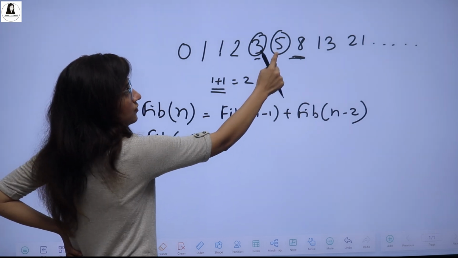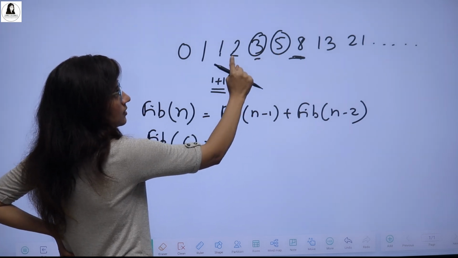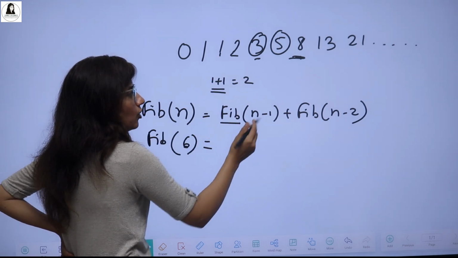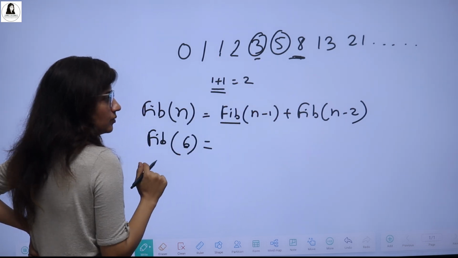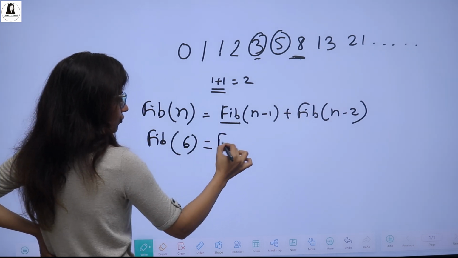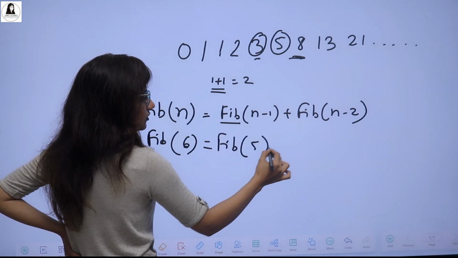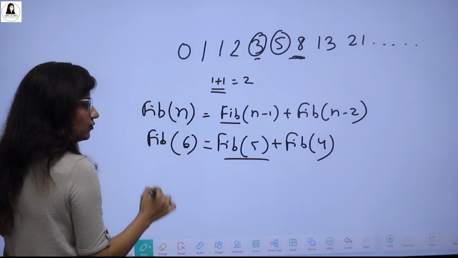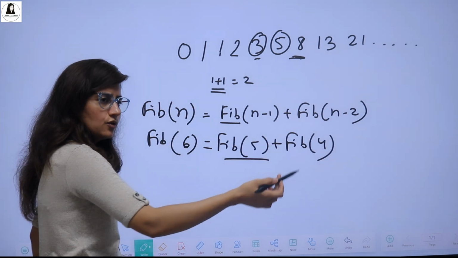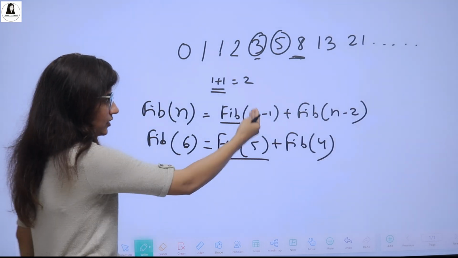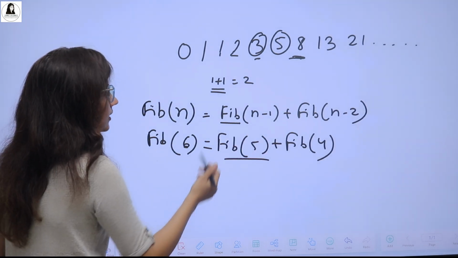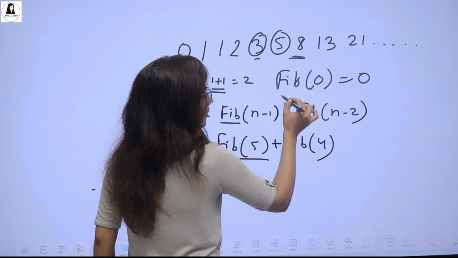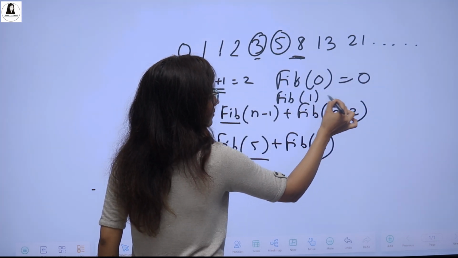But now how to find out this 5? This 5 is this number plus this number, and the 3 is this number plus this number. So obviously you have to find out fib of n minus 1 and fib of n minus 2, like this. So fib of, we have the fifth term, and fib of fourth, something like this. And then again fib of 5 would be fib of 4 plus fib of 3. So same, we are dividing the problem into smaller subproblems, right? And by definition, fib of 0 is 0 and fib of 1 is 1.